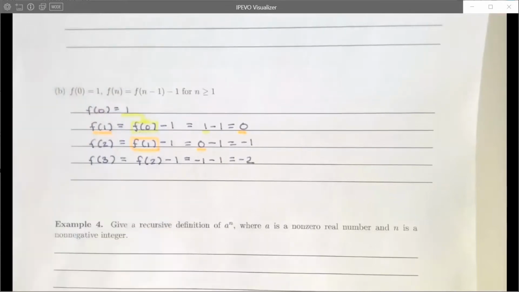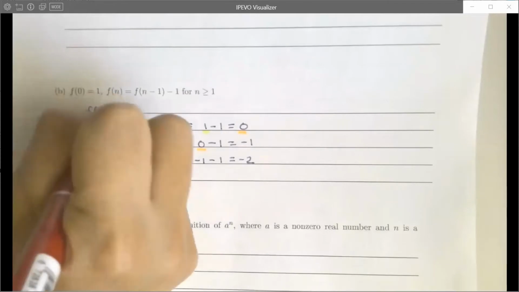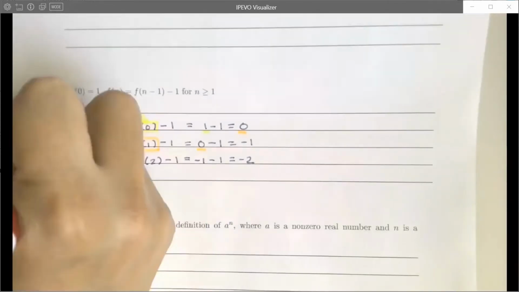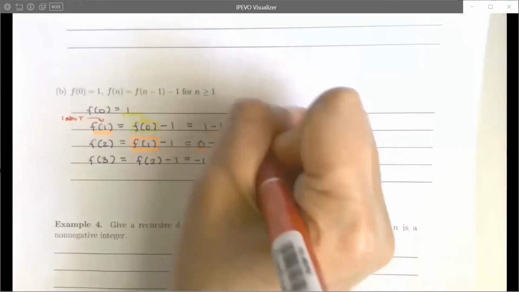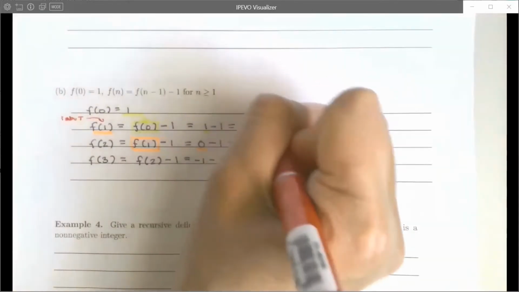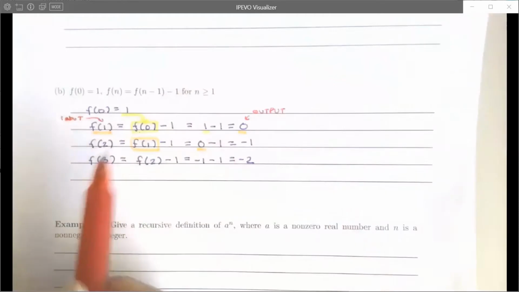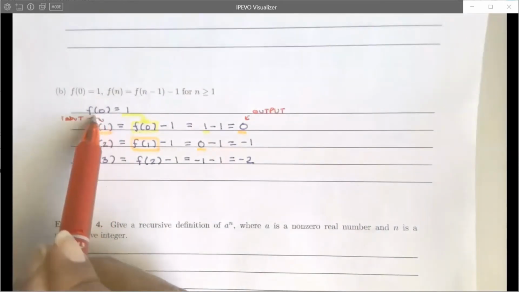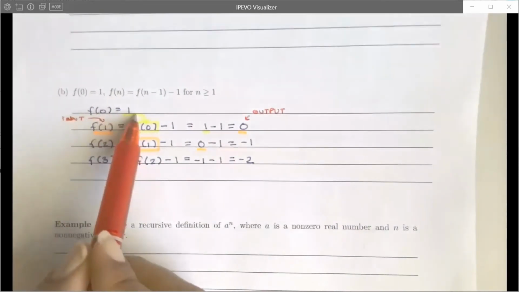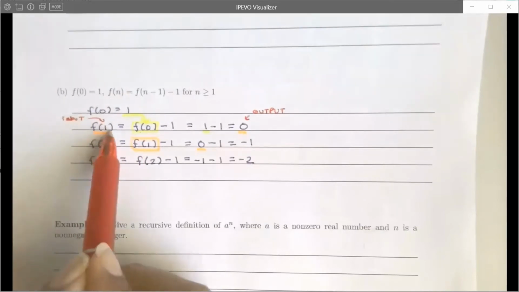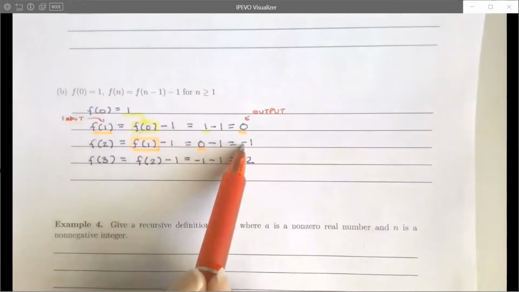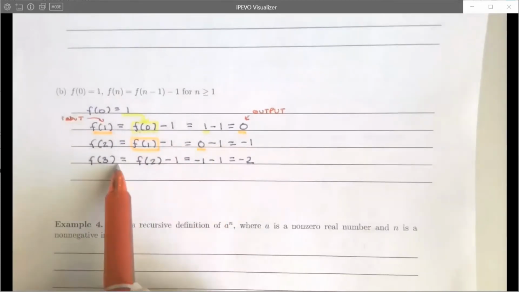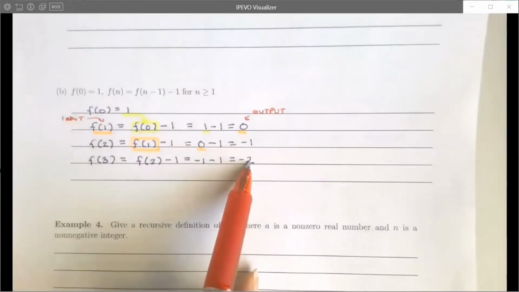And so what we need to do then is look at a pattern between the input values and the output values. So this would be input, and this would be the output value. Let's see, is there a pattern? When we input a 0, we get out a 1. When I input a 1, we get out a 0. Input a 2, we get out negative 1, input a 3, we get out negative 2.